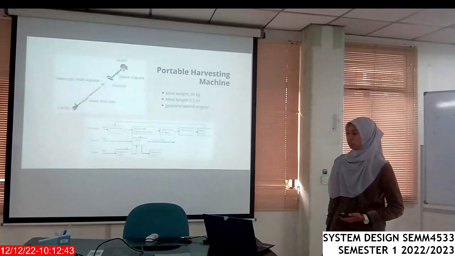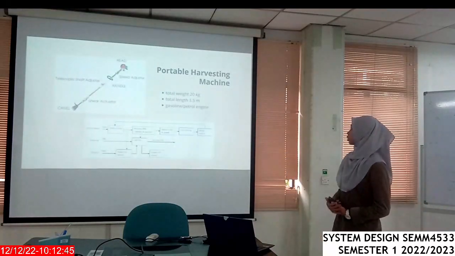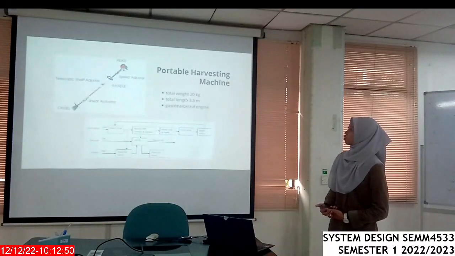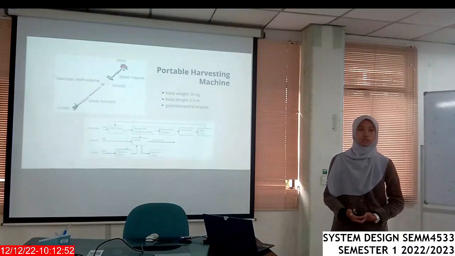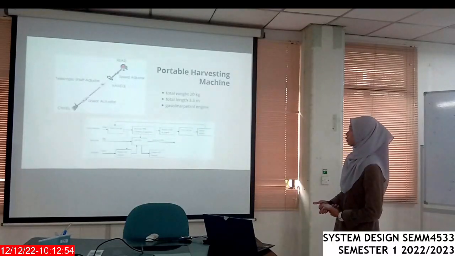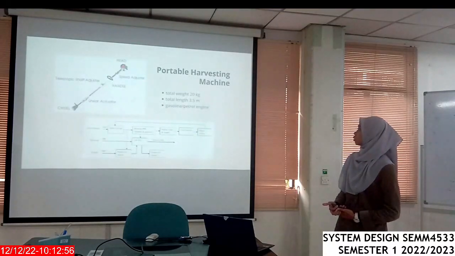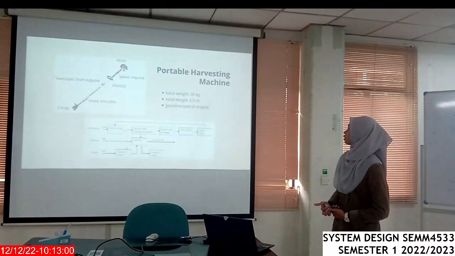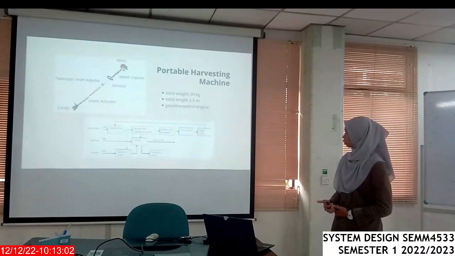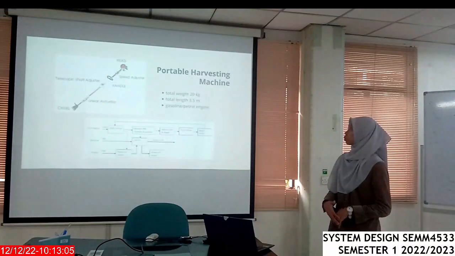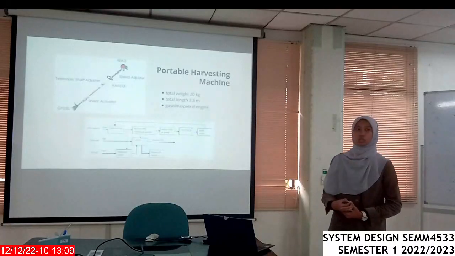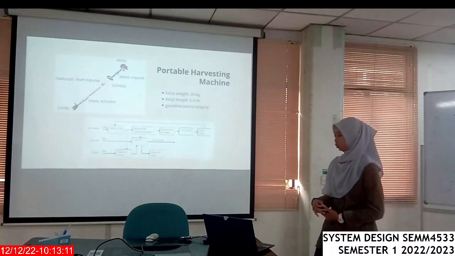Next one is the portable harvesting machine, which uses the combination of chisel and sickle. It has a total weight of 20 kg and the total length of this machine is 3.5 meter. This machine uses a gasoline or petrol engine.